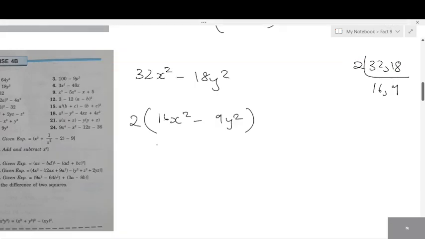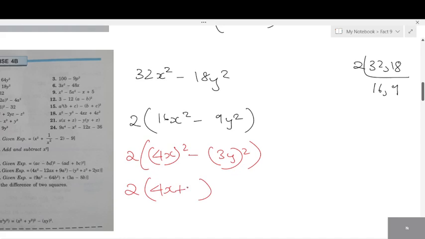Next, factorize this. What do you all get if you factorize? What do you get for this, student? 16, you can write it as 4x whole square minus 3y the whole square. Yes. Then 2 remains as it is. Just ignore the 2. Write this as 4x plus 3y into 4x minus 3y.